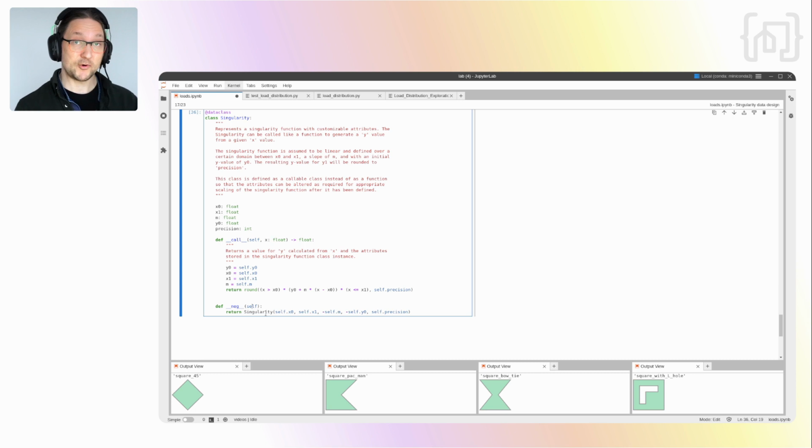Because I want to be able to compose these and I want to be able to subtract singularity functions, I wanted to also define what a negative singularity function is. A negative singularity function is going to be one that's the exact same as whatever it was before, but with a negative slope and a negative y naught value.